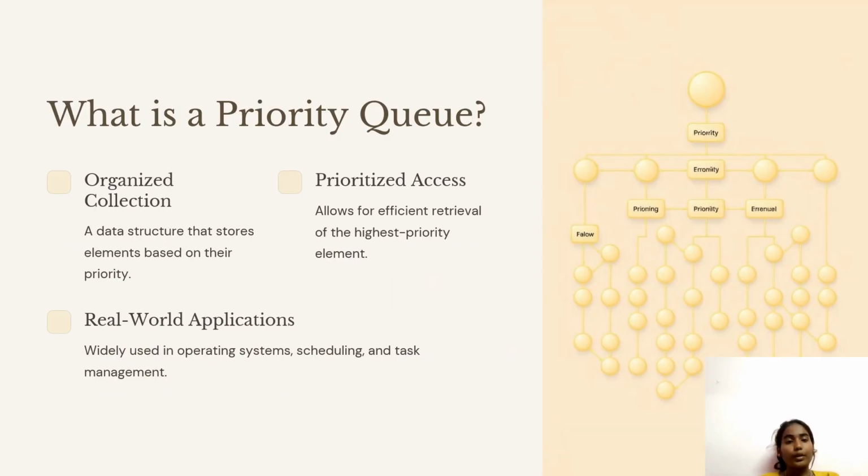What is a priority queue? It's an organized collection, a data structure that stores elements based on their priority. Prioritized access allows for efficient retrieval of the highest priority element. Real-world applications: widely used in operating systems, scheduling, and task management.